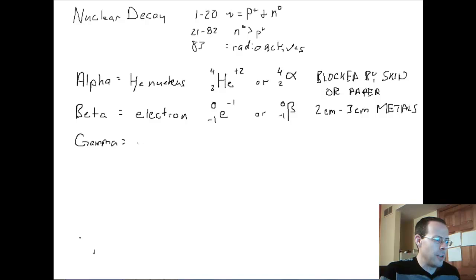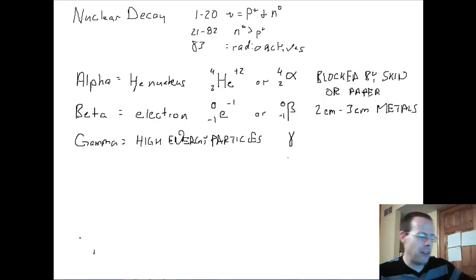And these are just high energy rays, really. High energy particles, we'll just call it that. And the way we abbreviate these, they are fairly uncommon, and we're not going to see them in equations. But a gamma symbol is simply that, kind of like an alpha diving or a fish diving, but that's a gamma particle, and it is just 0, 0. And that is pretty much nuclear decay.